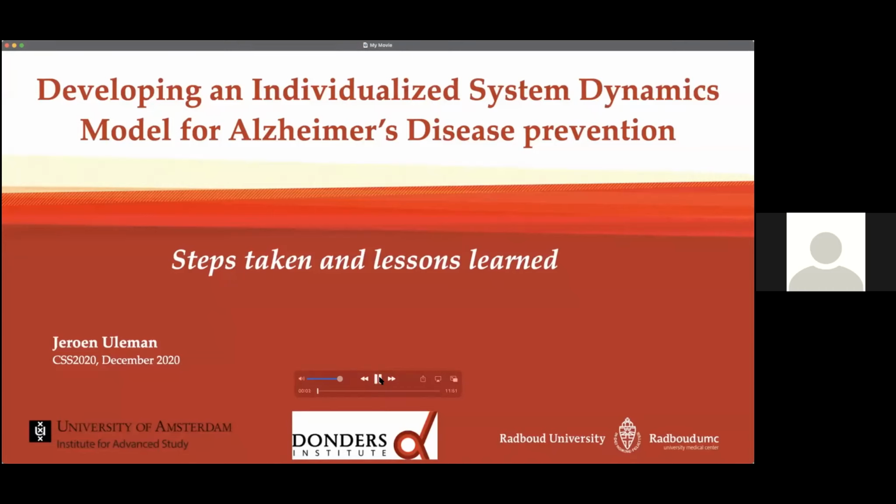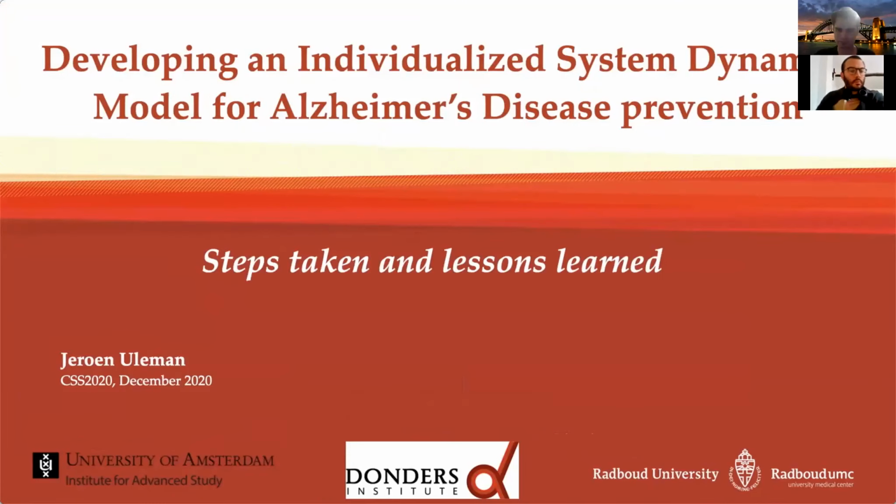My name is Jeroen Uleman, and I am a computational scientist and PhD student at the Geriatrics Department of the Radboud University Medical Center and the UVA Institute for Advanced Study. Today, I will discuss my recent and ongoing work on developing an individualized system dynamics model to prevent Alzheimer's disease, which is the most common type of dementia and has a huge personal, societal and economic burden.